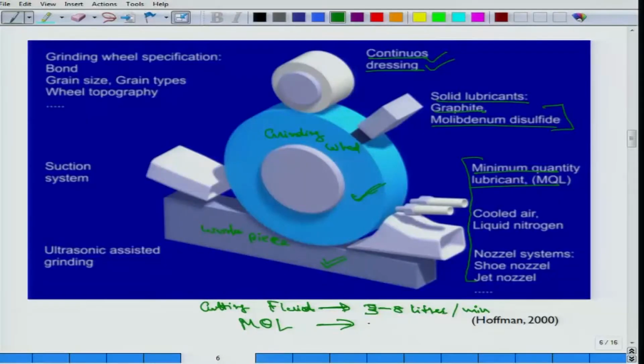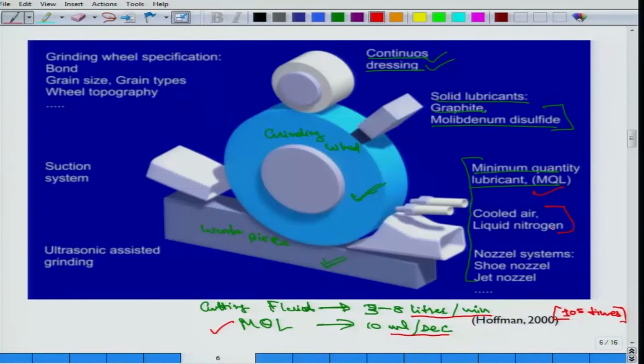The flow rate in MQL comes down to even 10 milliliters per second. Please note carefully, this is liters per minute and this is milliliters per second. So the difference might be 10 raised to the power 5 times less fluid is used. What are the benefits of this? One thing is the fluid is saved; other benefits we will discuss in further sessions. So this is one of the techniques here.